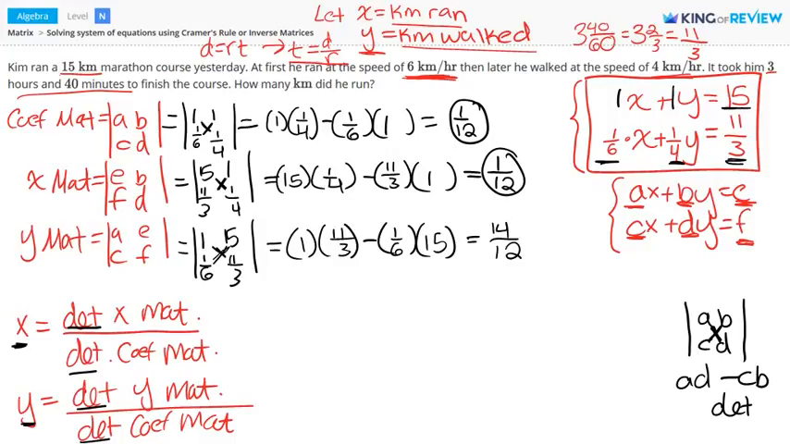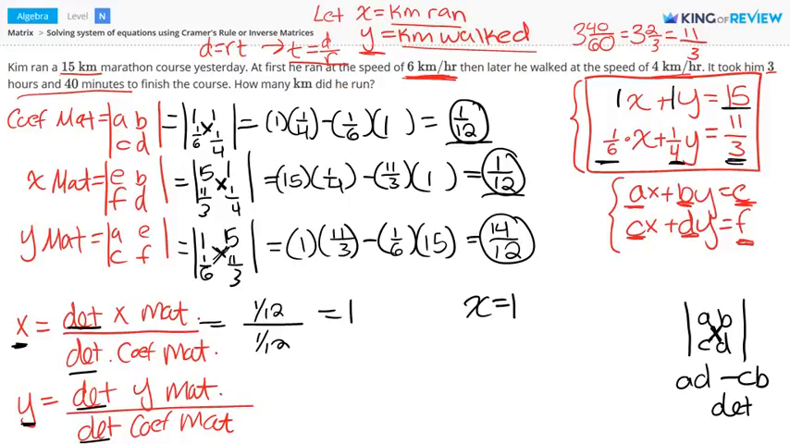So now we have our three determinants, and we can fill that in here. So x is equal to the determinant of the x matrix, that's this number here, 1/12, divided by the determinant of the coefficient matrix. Well, that's equal to 1/12. So we have 1/12 divided by 1/12, and that's 1. So we know that x equals 1. Now, what did x represent again? Well, let's look back up here. x is the distance that he ran. So 1 kilometer was the distance that he ran.